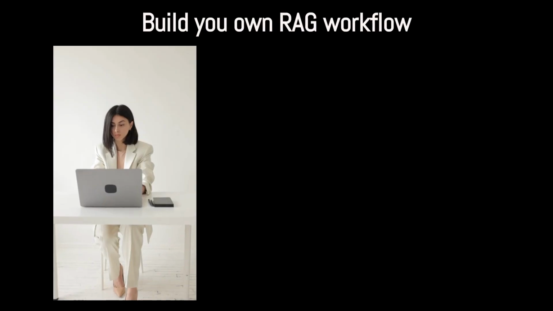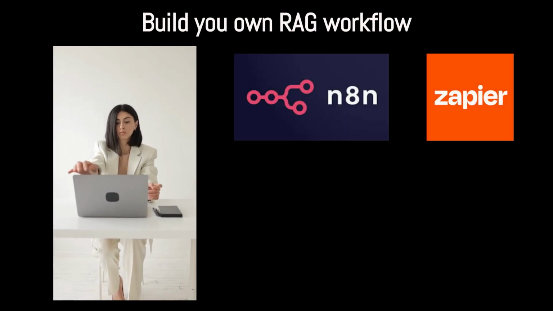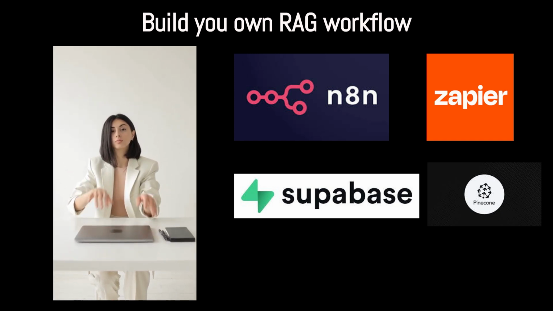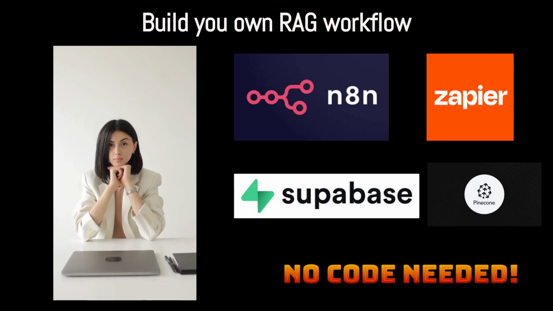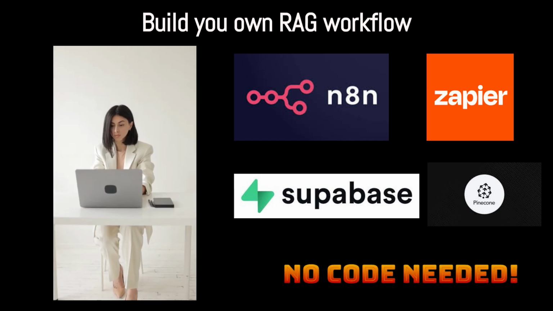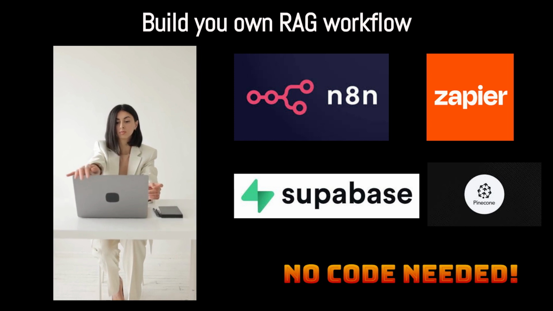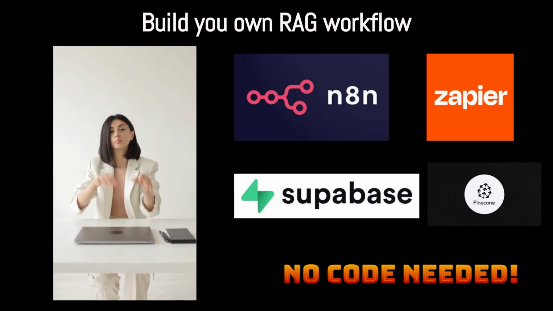Here's the exciting part. With no-code tools like N8N or Zapier workflow engines and vector databases like Supabase or Pinecone, product managers can now build and test RAG workflows on their own. No code needed. This means you can validate both the feasibility and business value of a RAG-powered feature before it ever reaches the development backlog.